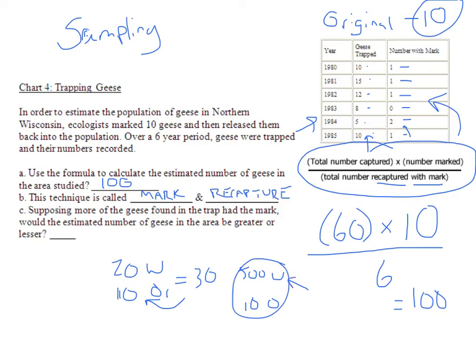So in this situation, since this population is only showing a 6 with a mark, that's probably a pretty big population. If, however, more of the geese that we recaptured were actually marked, we would assume the population is smaller because we'd have a better chance at finding marked geese. So the answer to this question is lesser. And if that still confuses you, we'll talk about that in class and do another example of this mark and recapture method.